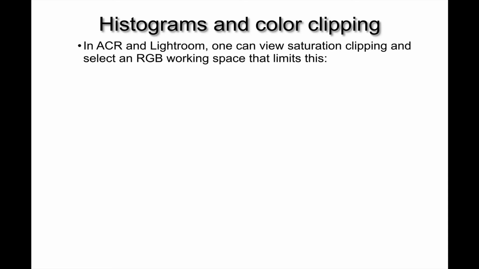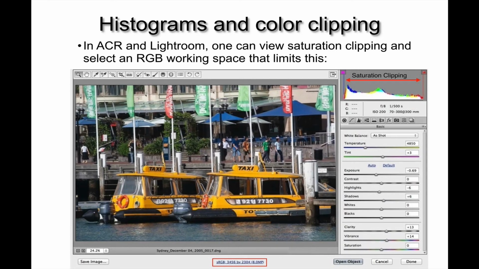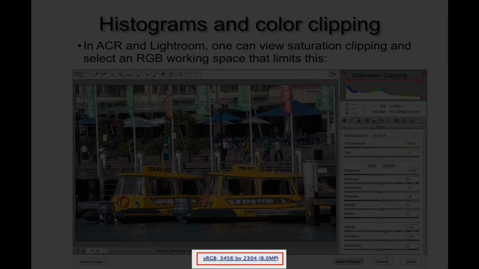So this is useful when we talk about color clipping. In Adobe Camera Raw and Lightroom, we can view saturation clipping when we select an RGB working space, and that's very, very useful in terms of what a histogram shows us. For example, what you're seeing in this illustration is an image in Adobe Camera Raw, and I've got the encoding workspace set below for sRGB.